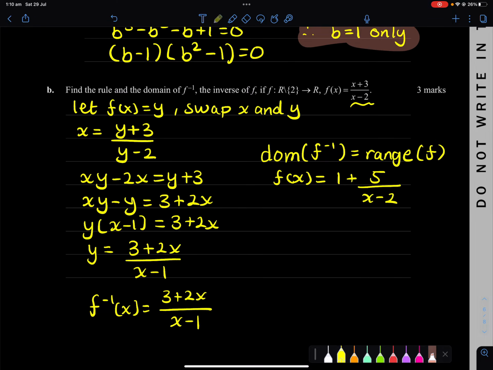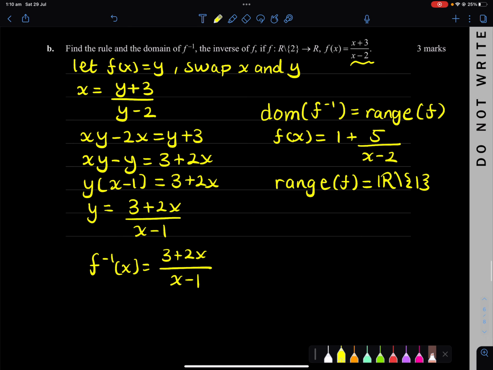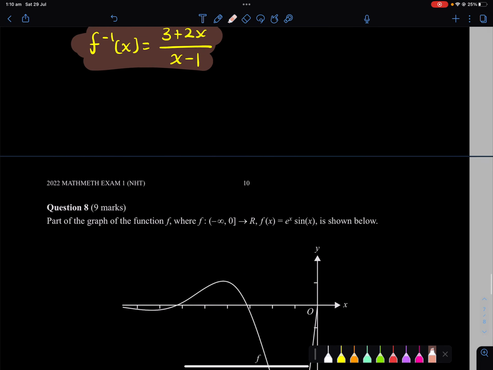Now we can say that the range of f is all reals with the exception of 1, which is the same as the domain of f inverse. So our answer here, we would say the domain of f inverse is all reals with the exception of 1. All right, 3 marks. Move on to the next question.